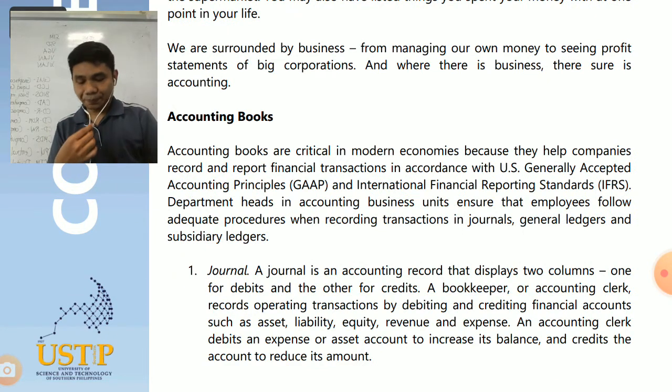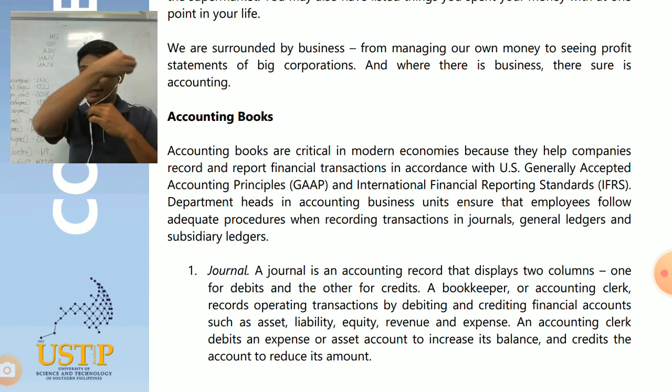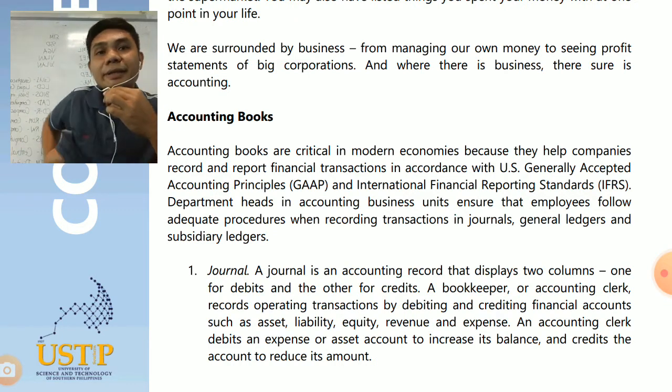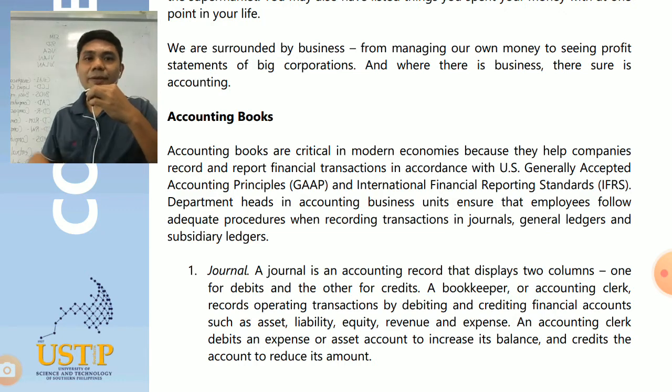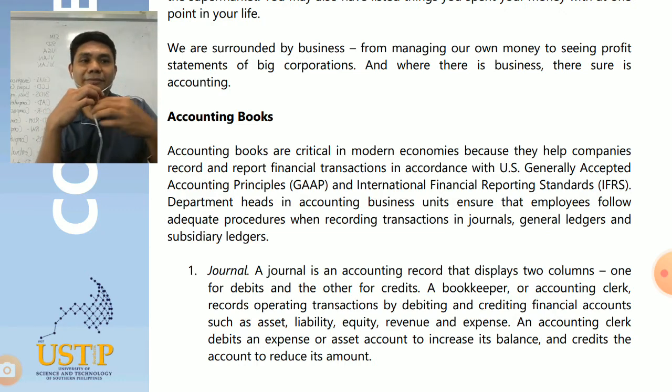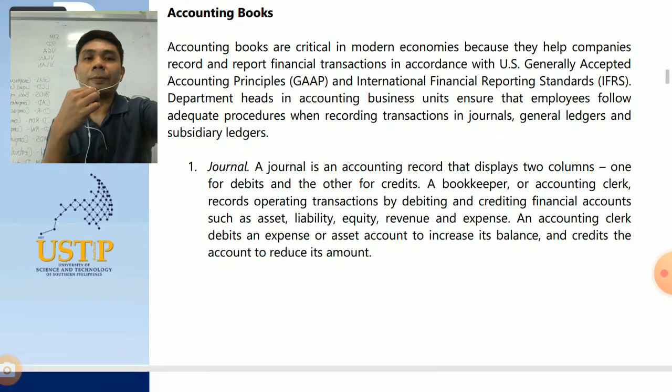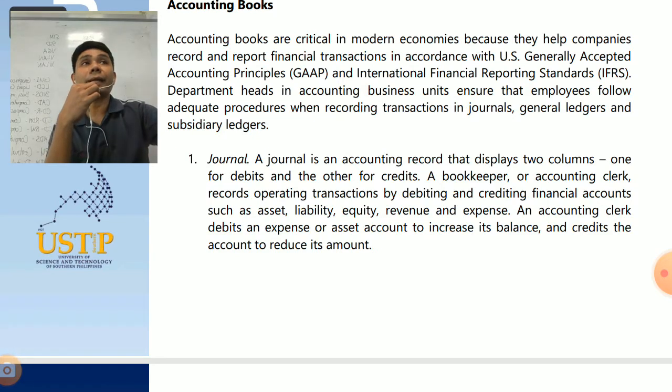So ang first cycle nato is recording man, di ba? Recording business transaction. Tanang transaction sa business i-record. So unsa may gamiton sa pag-record? Of course, natay gitawag og accounting books. Dito sa mga librohan nato i-record ang transaction. The first one is the journal, ang pinaka-primero, pinaka-basic nga book nga gamiton sa pag-record og business transaction.